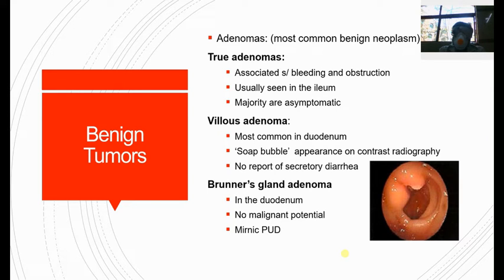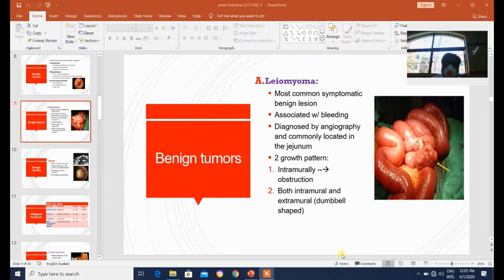As these are present in the small intestine, they do not present as secretory diarrhea, whereas in colonic villous adenoma, diarrhea is a prominent feature. We are discussing the benign tumors of the small intestine.